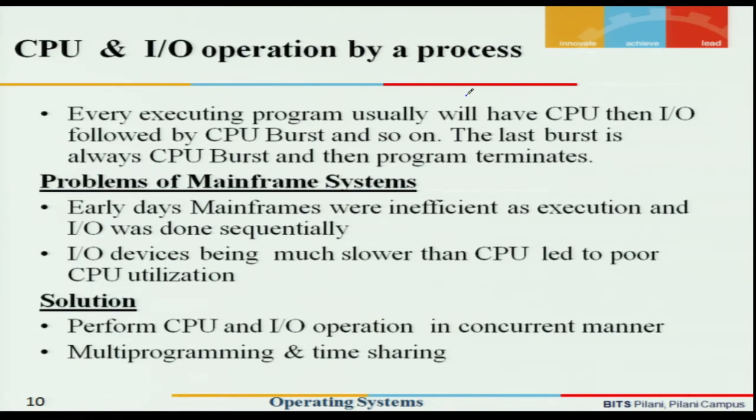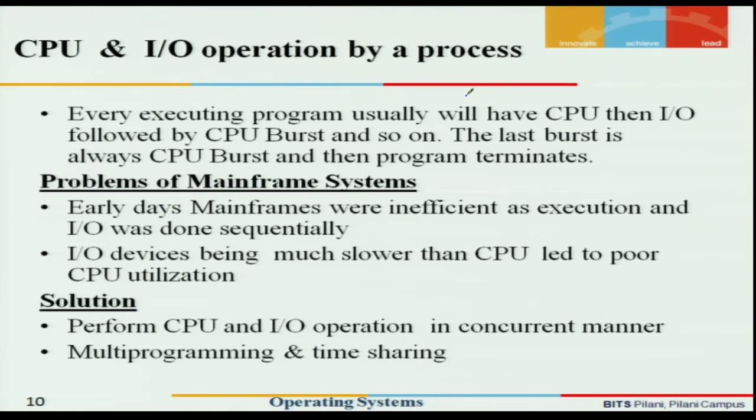What were the problems of mainframe systems? The early mainframe systems were inefficient, primarily because execution, meaning CPU operation and I/O, was done in a sequential manner. At a time when the CPU is being utilized, the I/O device will not be utilized, and when I/O is being utilized, the CPU will not be utilized. This is problem number one.